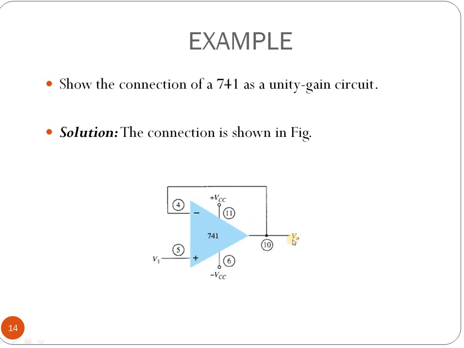Between output and input, that means from pin 4 to 10, there is no feedback resistor connected, and V1 is connected as the input voltage to the non-inverting terminal, that is pin 5, and output is taken from V0. There will be a supply voltage, plus VCC and minus VCC, at pins 11 and 6. That is the 741 as a unity gain circuit.